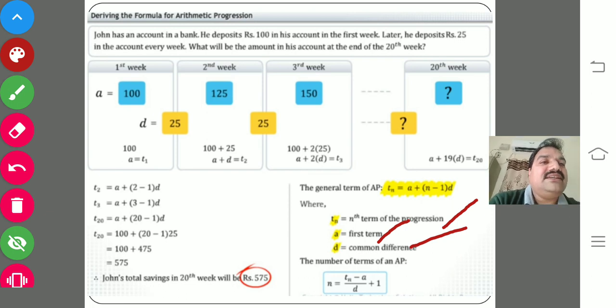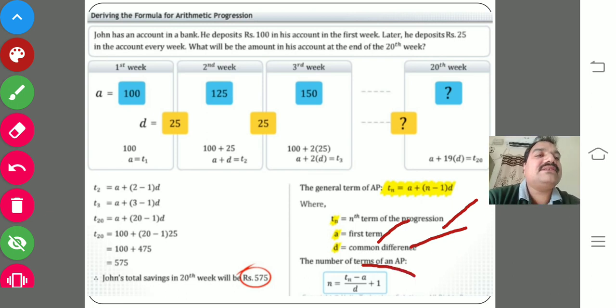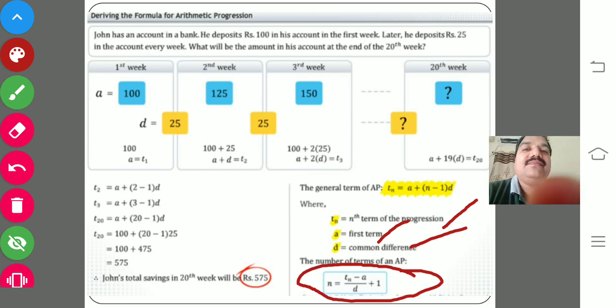See, the number of terms in an AP is a different case. I will explain that later.